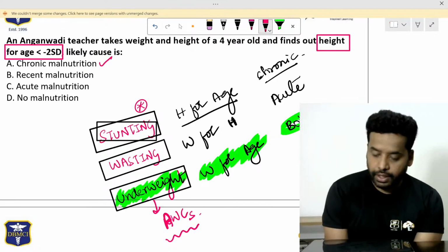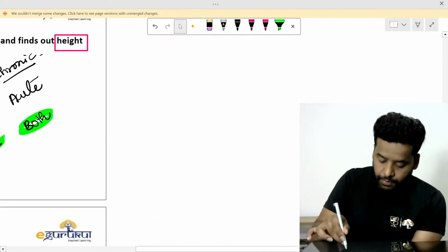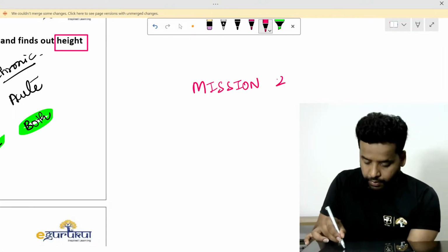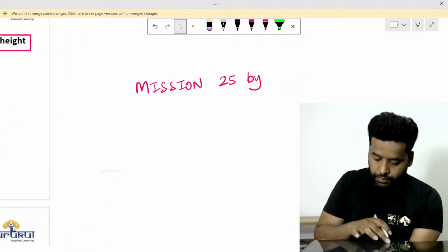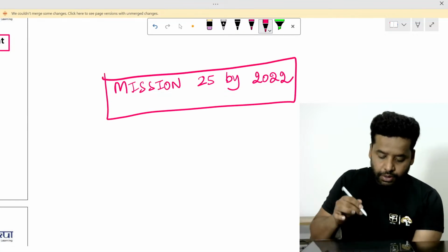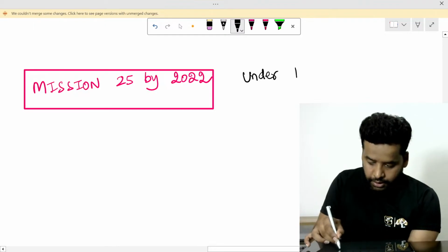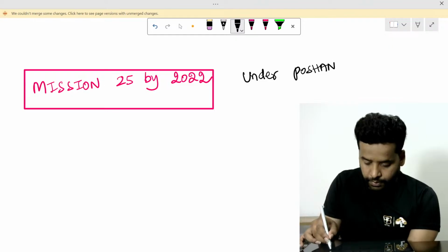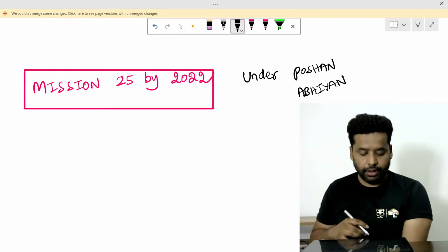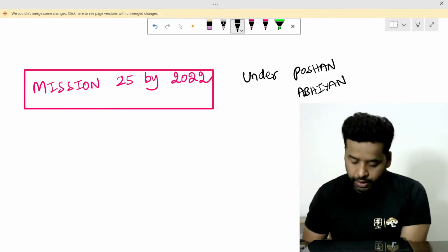What is Mission 25 by 22? So good. If I am using the words Mission 25 by 22, it is one of the targets under what? It is one of the targets which was supposed to be achieved under Poshan Abhiyan, National Nutrition Mission. Poshan Abhiyan के अंदर एक टारगेट था ये वाला, Mission 25 by 22. Yes, good. Mission 25 by 22.